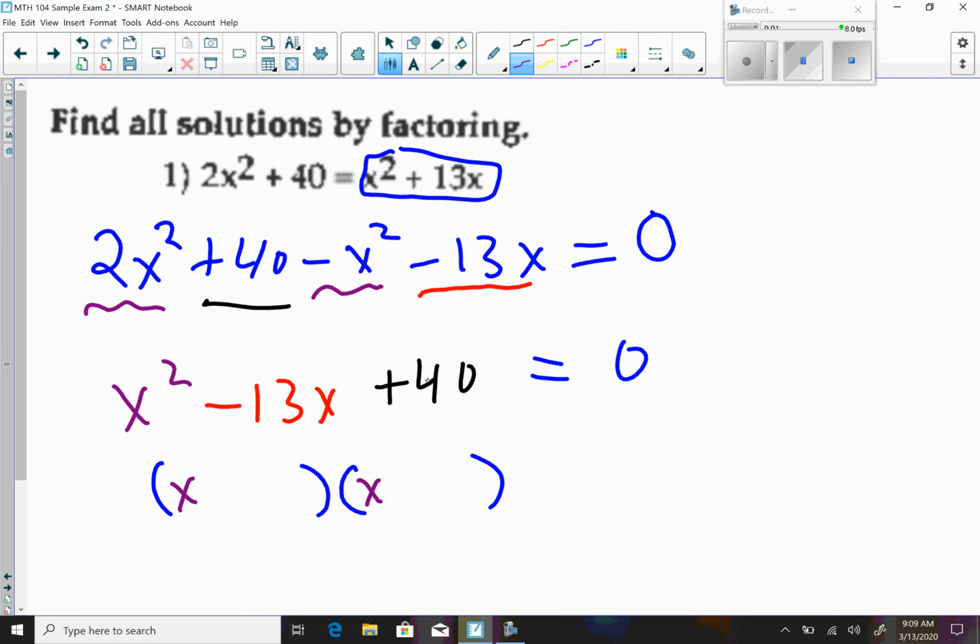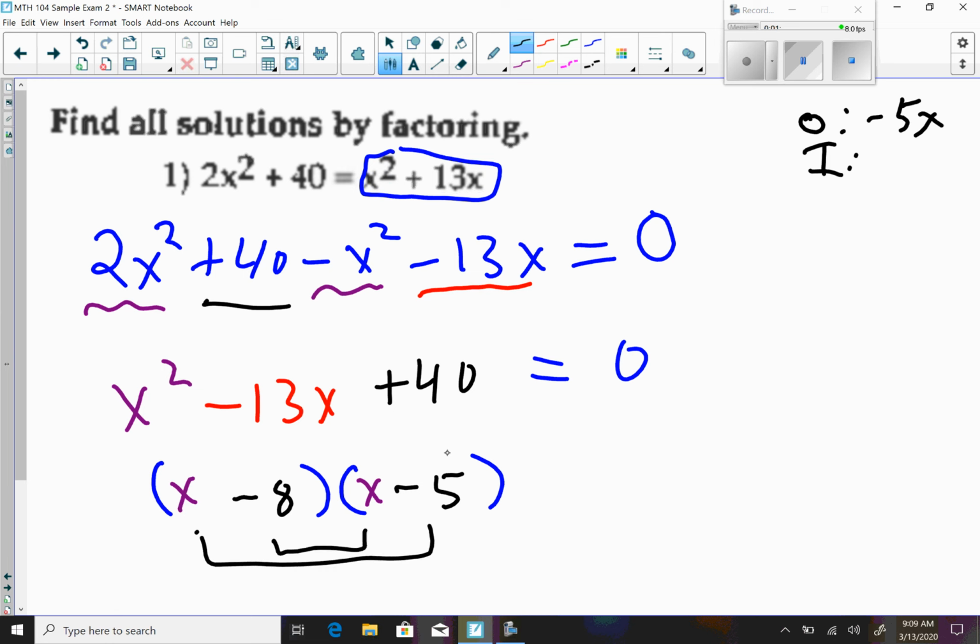And 40, there's a lot of possibilities. So it's trial and error to come up with -8 times -5. -8 times -5 is positive 40. And checking outers and inners, x times -5 is -5x. -8 times x is -8x. -5x and -8x is -13x. That's a check.